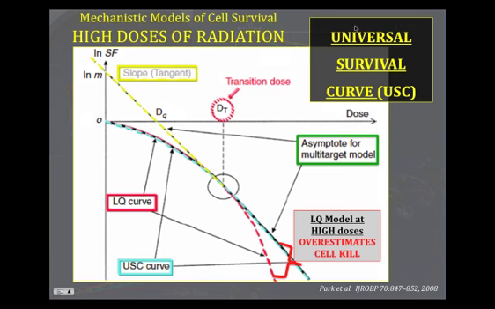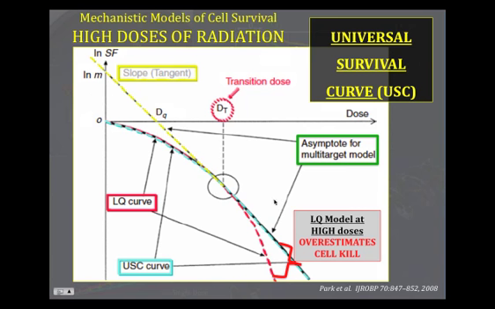For that, the universal survival curve was recently published. It's a mathematical model, and what these authors did was combine the linear component of the linear quadratic model with the multi-target component, the second part of the curve of the single hit multi-target model. They got two pieces of each model, put them together, and came up with a formula to give birth to this curve here.